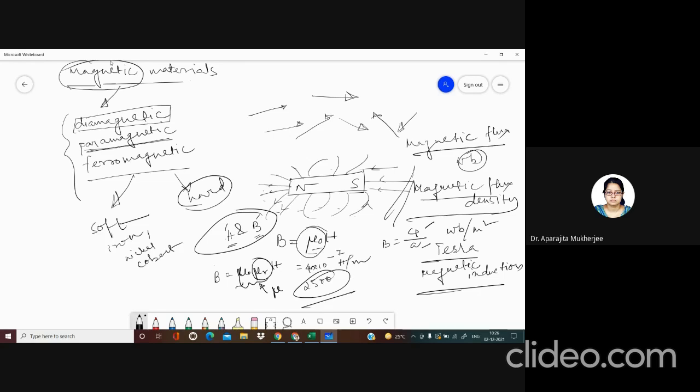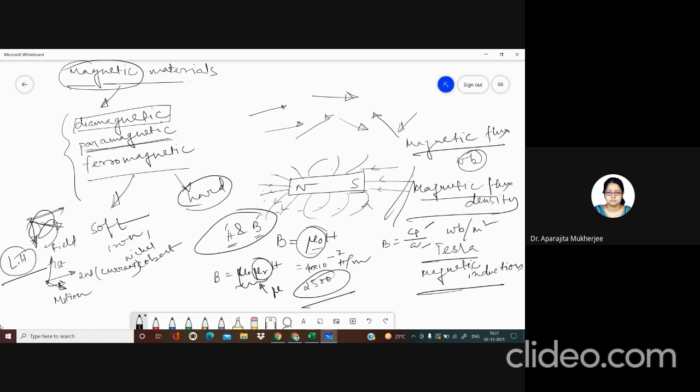Now after this comes Fleming's left hand rule. We all know that in Fleming's left hand rule, suppose this is our second finger, this is our first finger, and this is our middle finger. The middle finger denotes motion, the first finger is none other than the field, and the second finger is the direction of current. So this is Fleming's left hand rule.